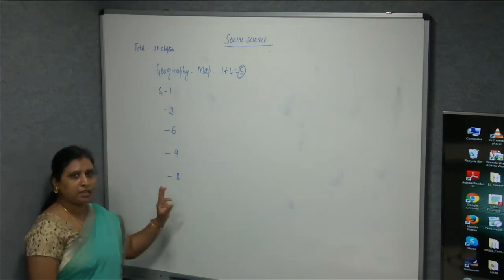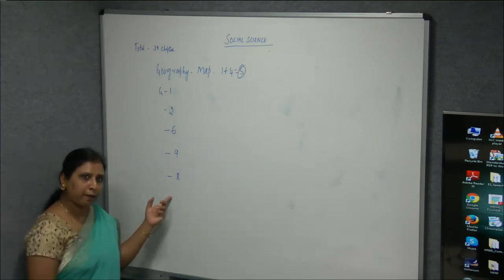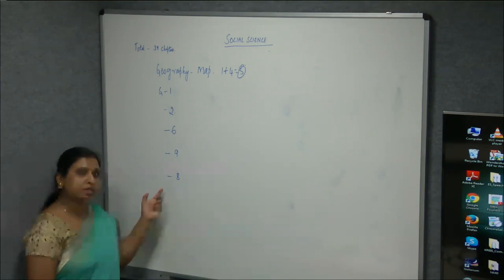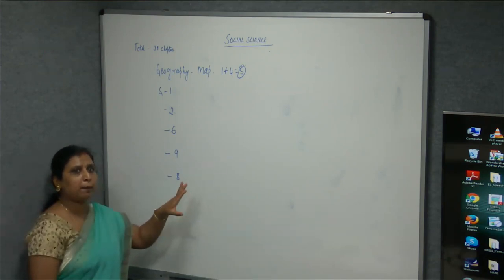So the places which are marked in the map and the place which has explanation in the paragraph.